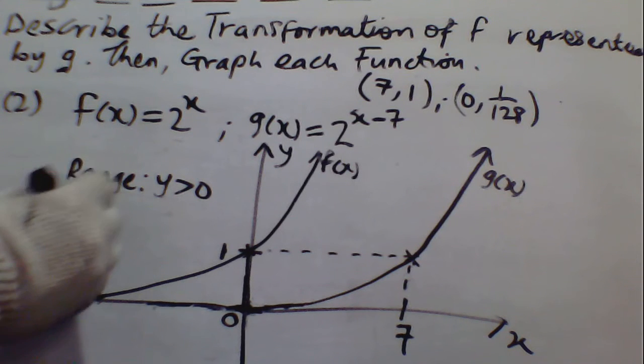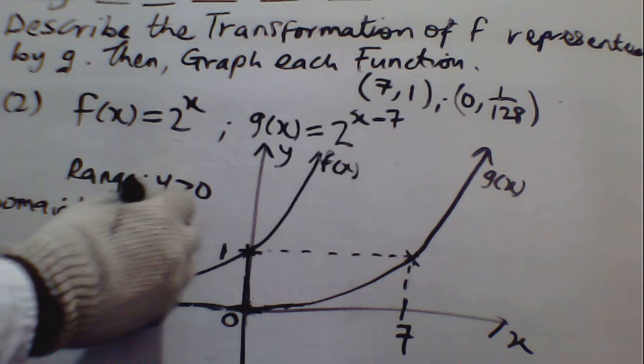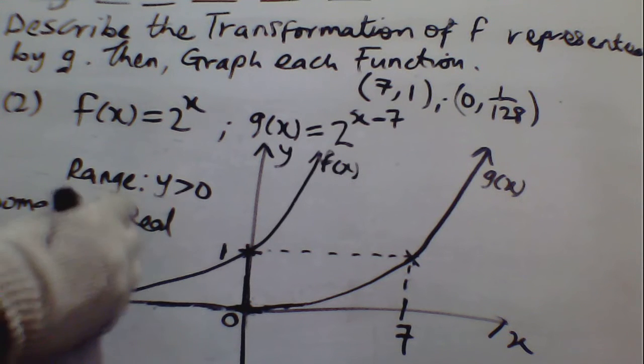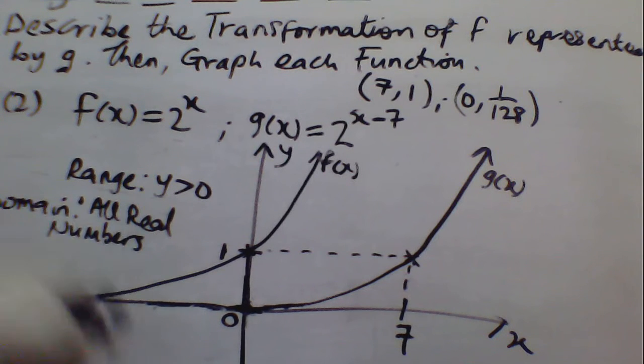Domain: all real numbers, because it's from negative to positive. All real numbers are numbers that can be represented on the number line, so all real numbers will satisfy it. Do you have any question? That is what we are required to solve.